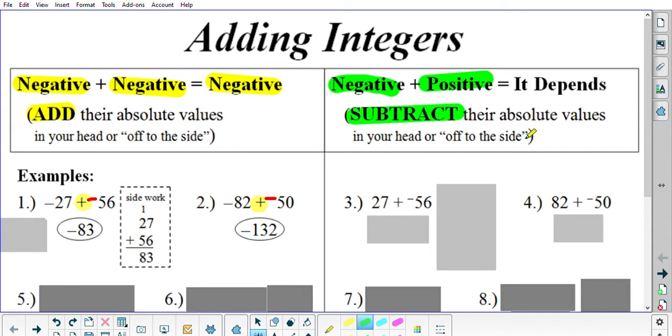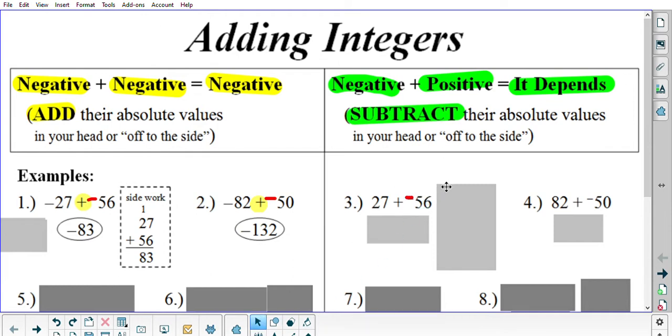Will the final answer be positive or negative? Well, it's going to depend. Depend on what? It's going to depend on which number has the bigger absolute value. Let me show you what I mean. Problem number 3. Again, I know this problem is already done for you in your guided notes, but follow along with me as I talk you through it. I think we can all agree the 27 is positive, but the 56 is negative. Again, the negative sign, I made it a little tiny and I raised it a little bit high. I apologize if that was hard for you to see, but that negative sign is there. So that's a negative 56.